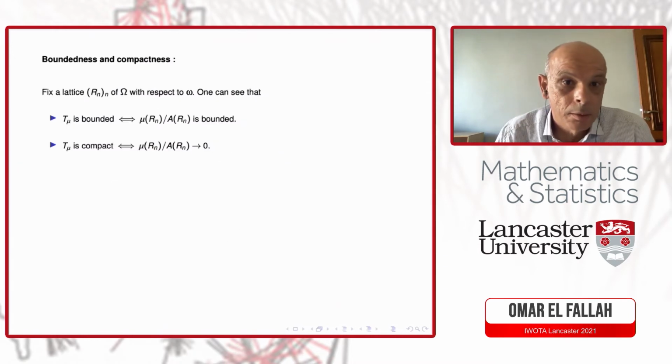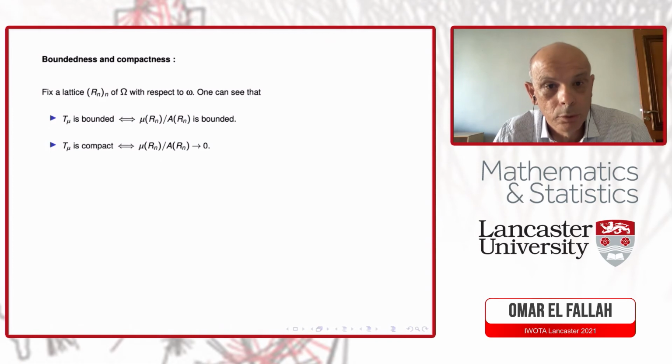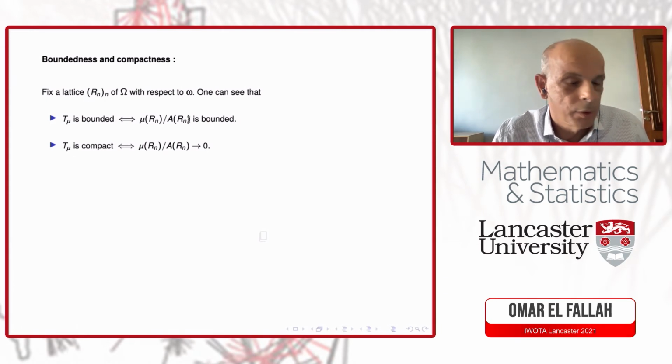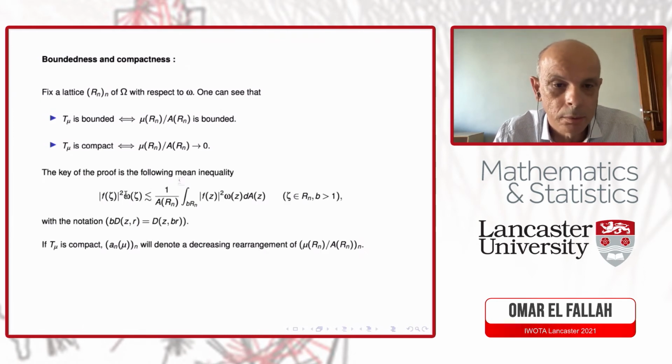For boundedness and compactness, it is really not difficult to prove that T_mu is bounded if and only if the sequence mu(R_n) divided by something like the mean value is bounded. The proof is based essentially on this mean inequality. If it is compact, the sequence converges to zero. So we will organize the sequence in such a way as to be decreasing.